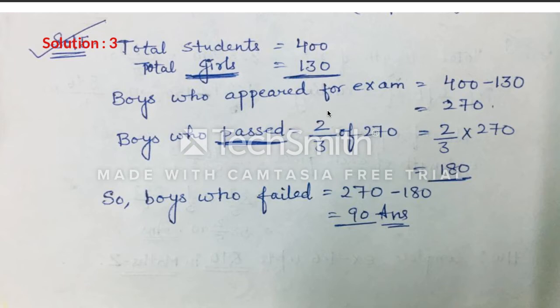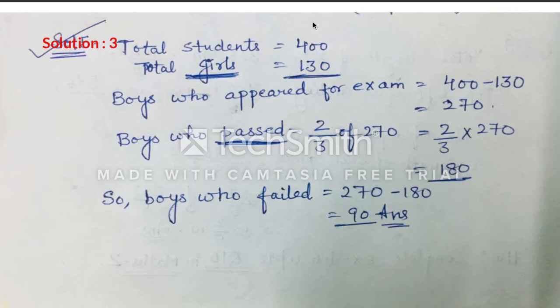Pay attention. The question says all. That means total. All is for total. All 130 girls. That means total girls who appeared in the exam are 130, and the statement says all 130 girls passed. So what is the total number of girls? 130. How many passed? All 130. What is the total students? Remember once again, 400. Total number of girls? 130.